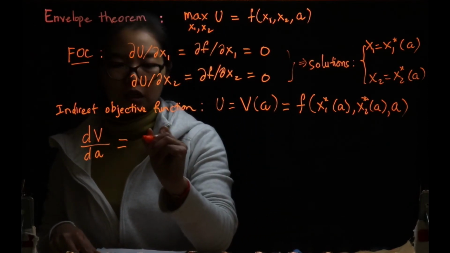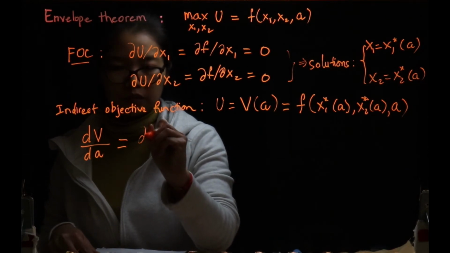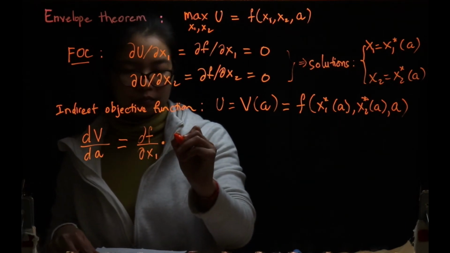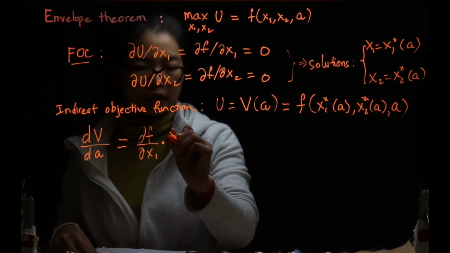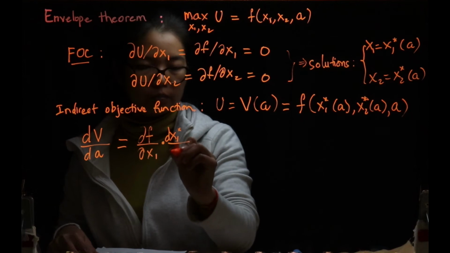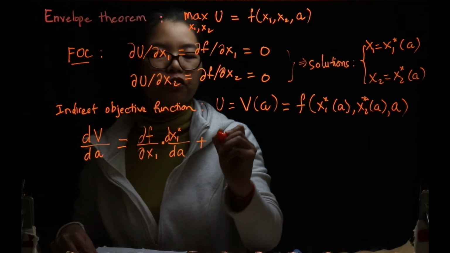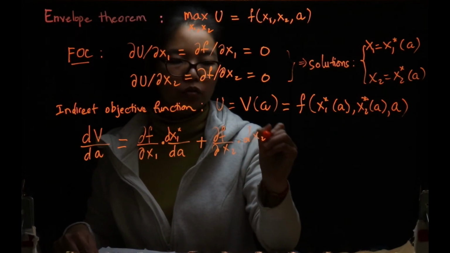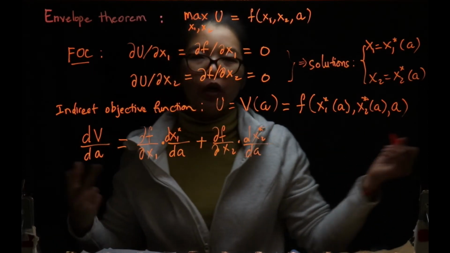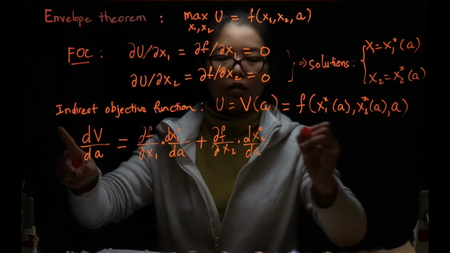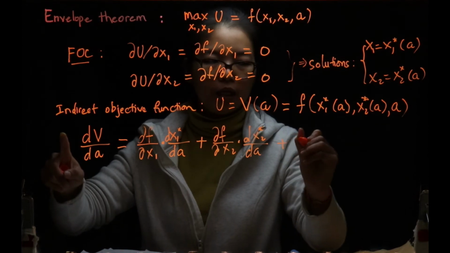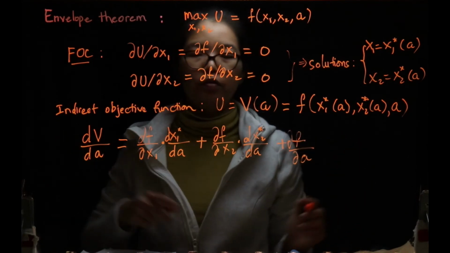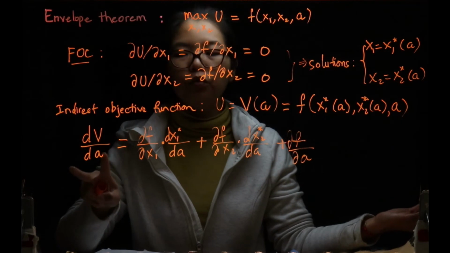So that would be the partial derivative of f with respect to x1 first, times outer times inner, so that is the derivative of x1 star with respect to a, right? And we do the same for x2, the partial derivative with respect to x2 times dx2 star over da, right? And what else? Because a is still here, so the total derivative must be plus df over da, right? So this is the derivative of v with respect to a.